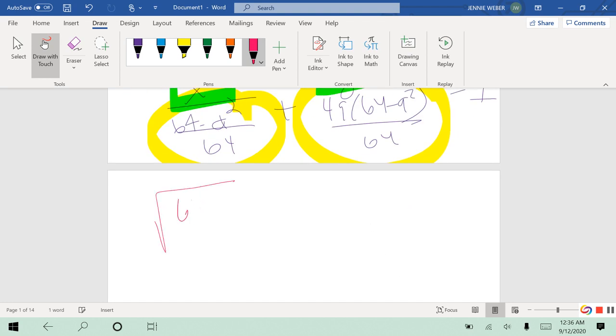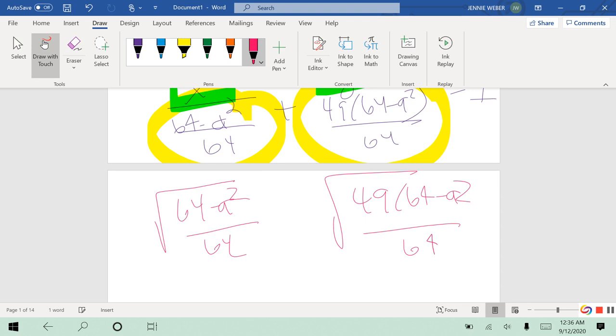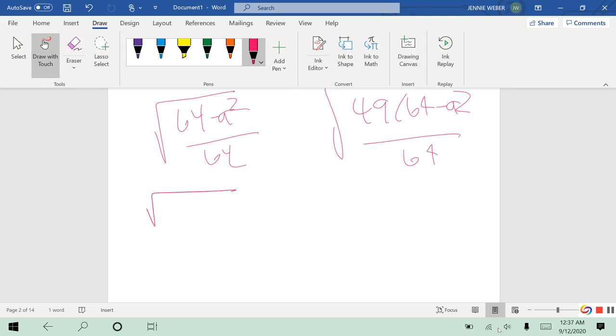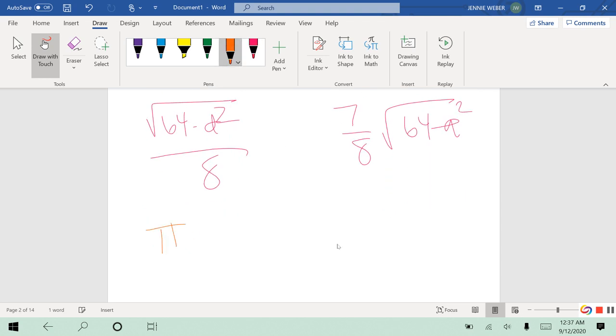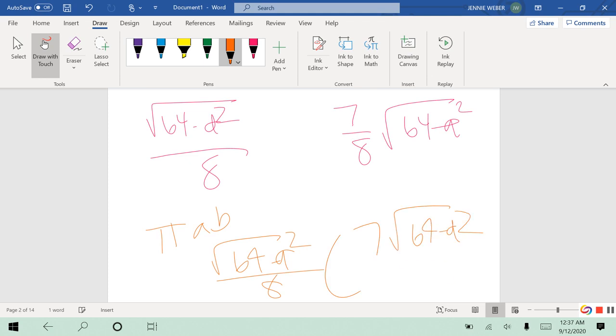This is the square root of 64 minus d squared over 64, and this is the square root of 49 times 64 minus d squared over 64. So I can simplify this down a little bit. I have the square root of 64 minus d squared over 8. And then this is going to be 7/8 of the square root of 64 minus d squared. Okay, then the formula that they gave us was pi ab. So then this is going to be the square root of 64 minus d squared over 8 times 7 over 8 the square root of 64 minus d squared. And then we've got the pi out there.